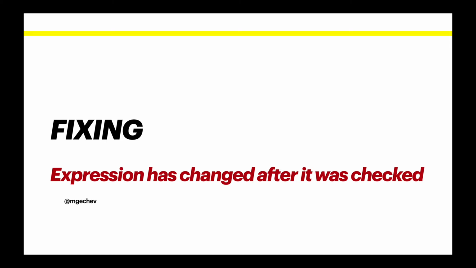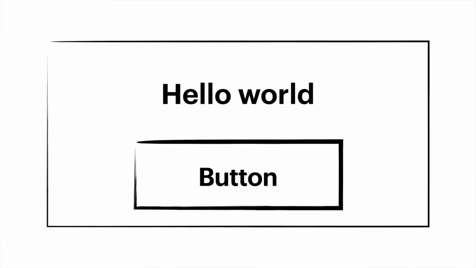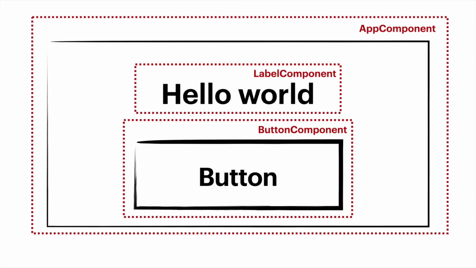Hello everyone! In this short video, I would want to show you how to fix the error "expression has changed after it was checked." First, let us suppose we have the following simple user interface. We can translate this to components in the following way. Here we have a button component, label component, and an app component.